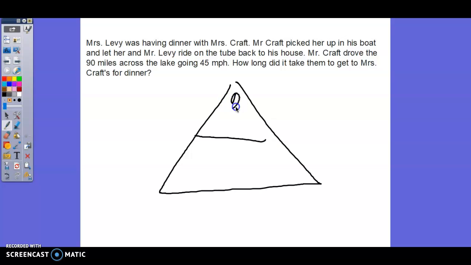So then we draw our DST triangle. Why am I drawing the DST triangle? Sit still, I don't want to hear that.